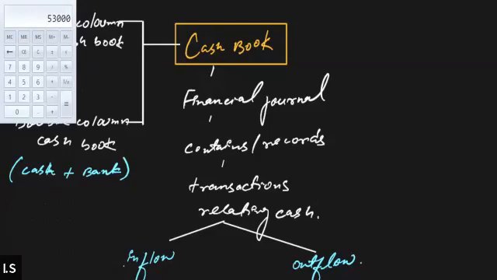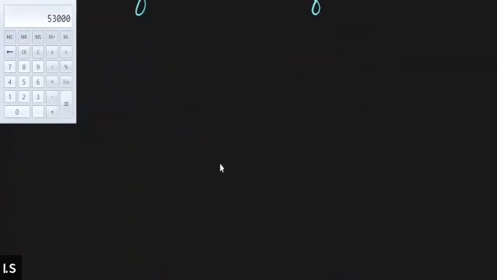As I've told you, cash book is nothing but a financial journal that records the inflow and outflow of cash. So you just have to understand the format of how we prepare the cash book. When we need to prepare single column cash book, the format is something like this. It is almost similar to the account. Let me show you. We'll put the heading as cash book.